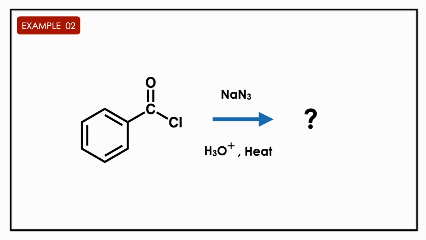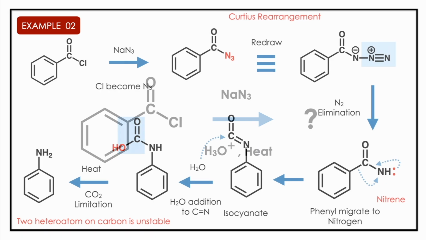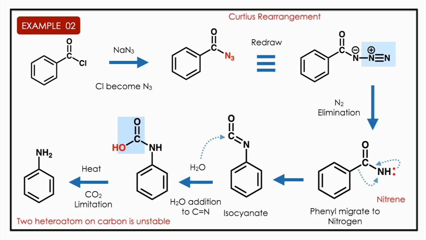Then the next example, you are using the acid chloride which is in the phenyl form. You are using sodium azide, acid hydrolysis, heating it up. You should find what will be the final product. Here the reaction has a different starting material. Obviously we have to find the azide pathway. The starting material is acid chloride.